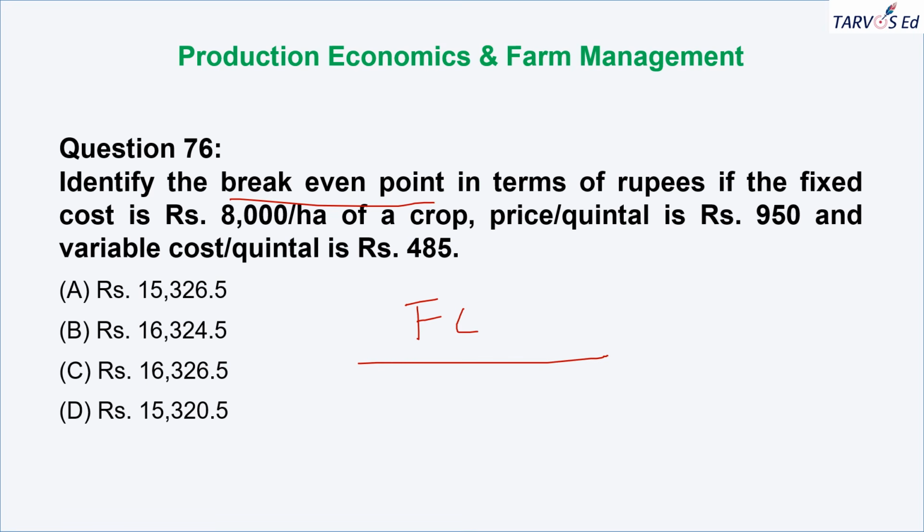The formula for break even point is fixed cost divided by selling price per unit minus variable cost per unit. This is our formula. If we substitute it, we will get the answer. So what is break even point? It is a point of no profit, no loss. It is a point where whatever cost we are spending, we will get the same returns for what we are spending. So the answer will be C. We will see the solution in the next slide.